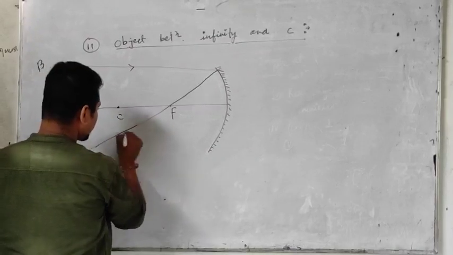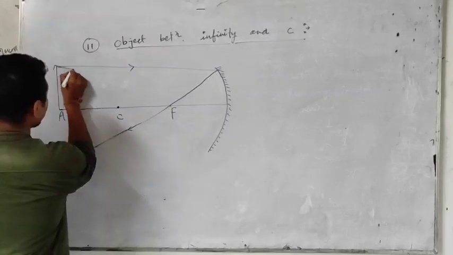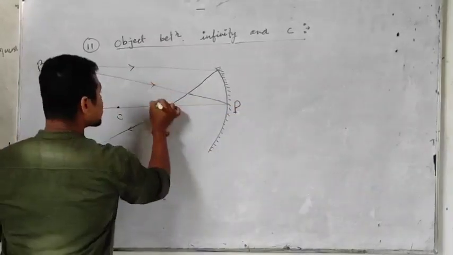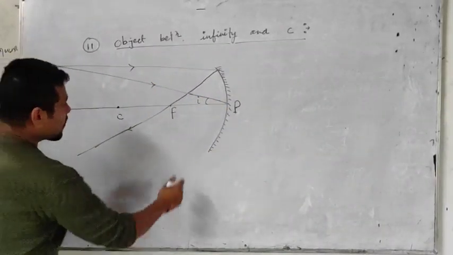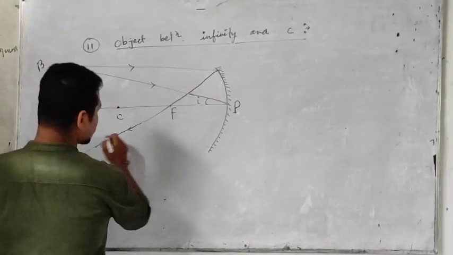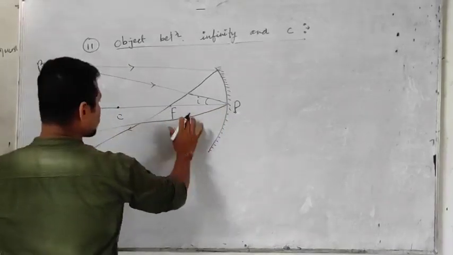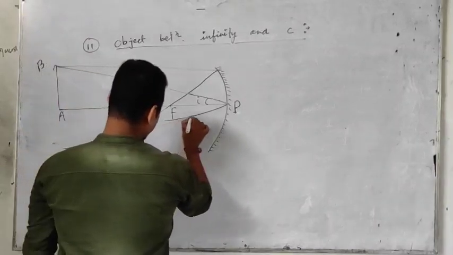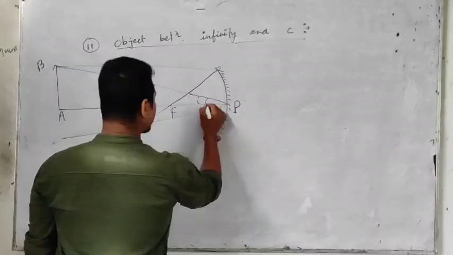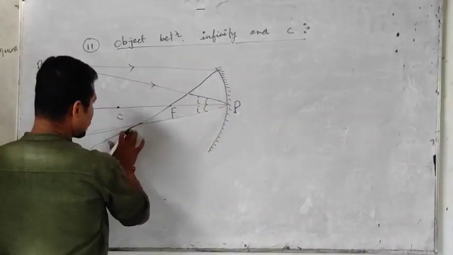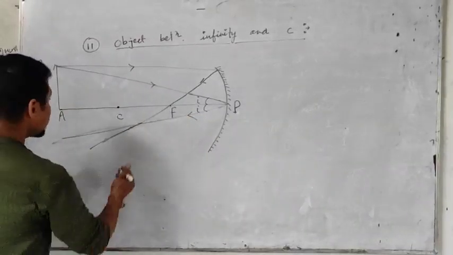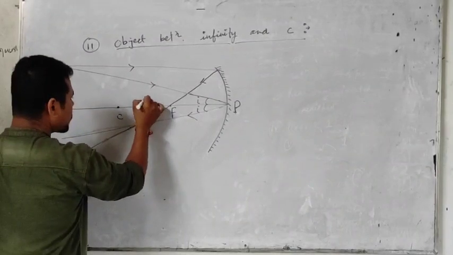Next, if a ray is incident at the pole, then it will reflect making the same angle with the principal axis as the incident ray, according to the laws of reflection. So this will be the reflected ray, and you will get the image between C and F. That is A prime and B prime. Please ignore the diagrams.